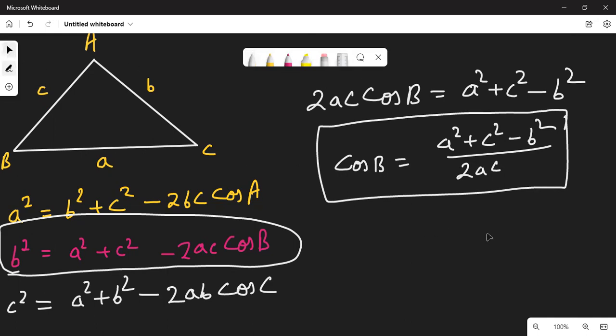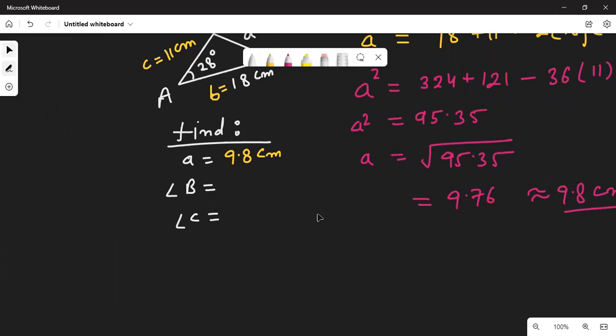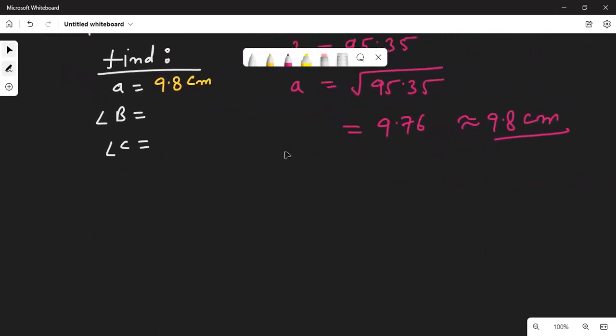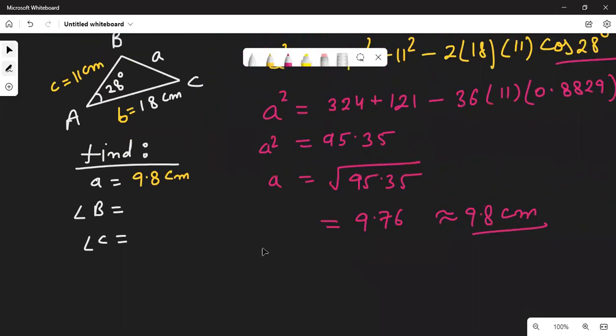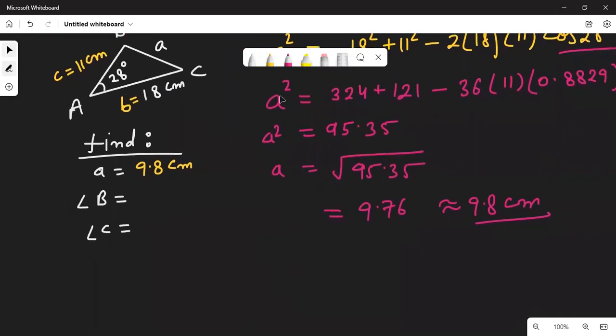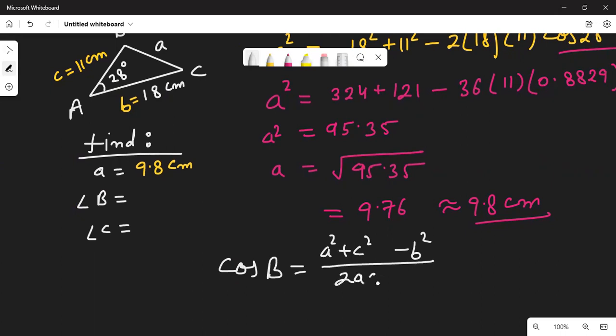Now you would use this formula to find cos B. Let's go here. We would say cosine of B is equal to, it's easy to remember the formula. You write minus B squared there. The other two sides are A squared plus C squared. And in the denominator, you write 2AC. Now simply substitute these values.